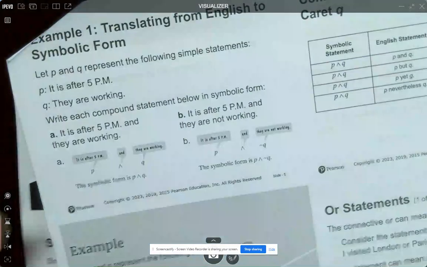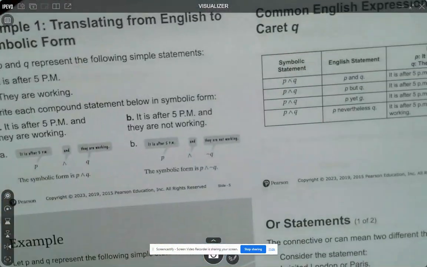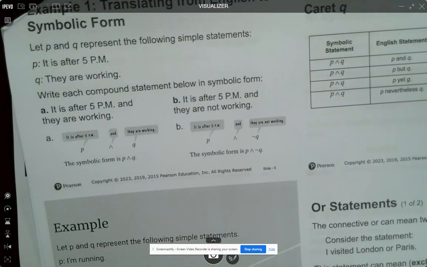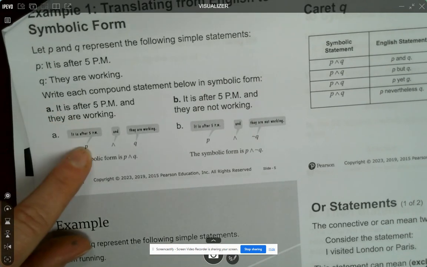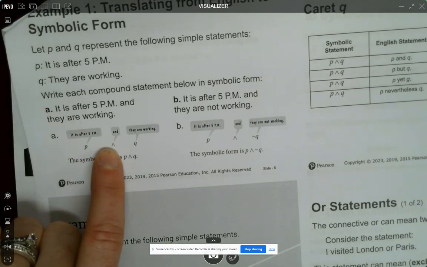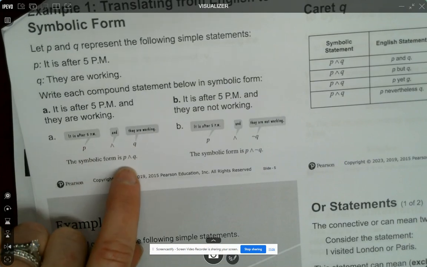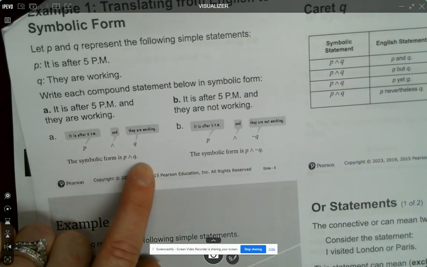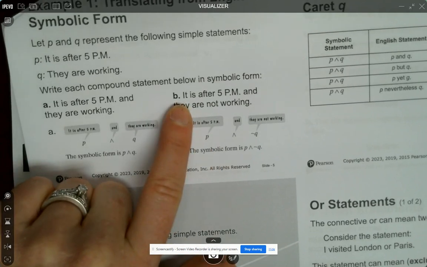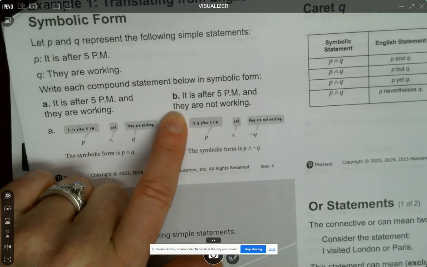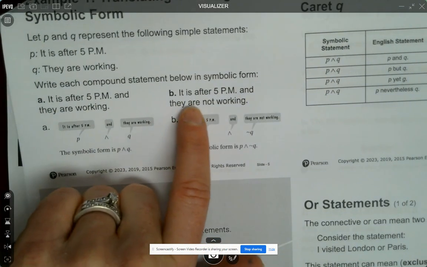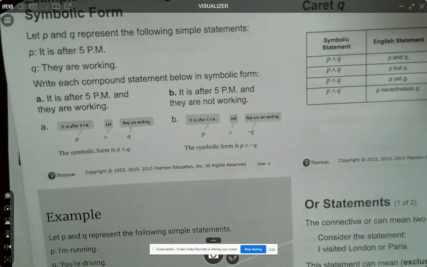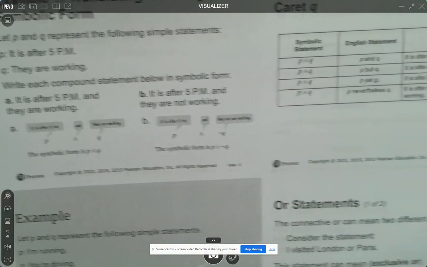Okay, so let's look at an example. It says P is, it is after 5 p.m. Q, they're working. So if I say it is after 5 p.m. and they are working, then it's P upside down V Q, P and Q. I'm going to say it like that from now on, P and Q. It is after 5 p.m. and they are not working. So we'd say P and not Q, because it's not Q, it's the negation. So remember that little squiggly.